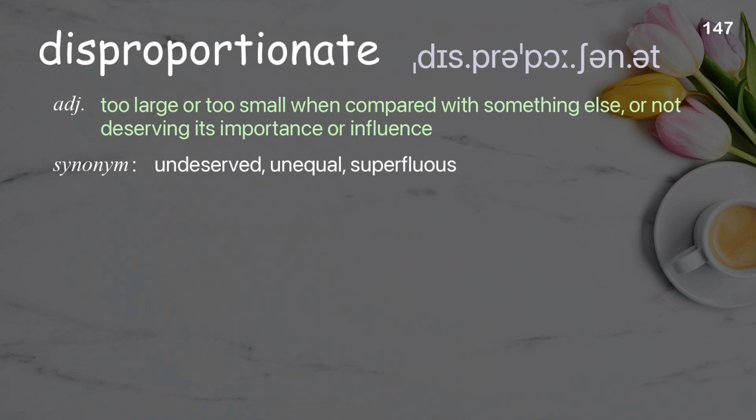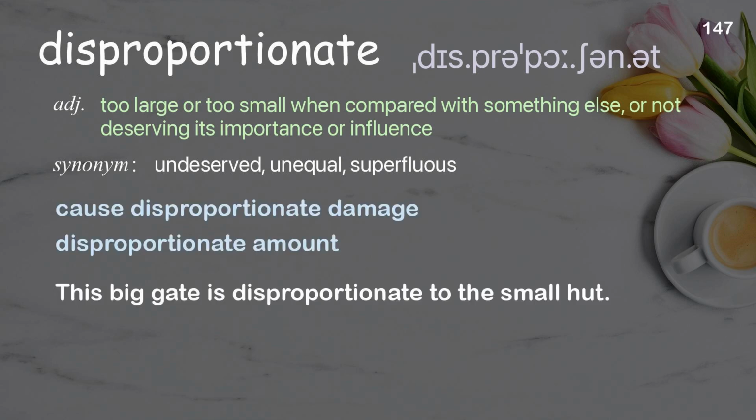Disproportionate. Too large or too small when compared with something else, or not deserving its importance or influence. Examples: Cause disproportionate damage. Disproportionate amount. This big gate is disproportionate to the small hut.